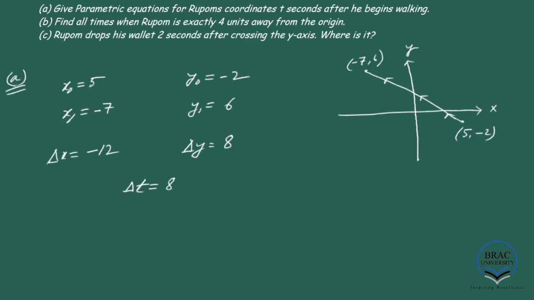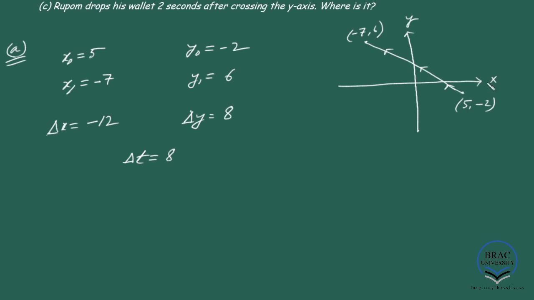Alright, now we have to construct an equation for Rupam's coordinates. So in order for us to be able to do that, we see this is a straight line, so it should be a straight line equation, right? So using these notations that I introduced for the starting point and ending point, I can write this equation for Rupam.